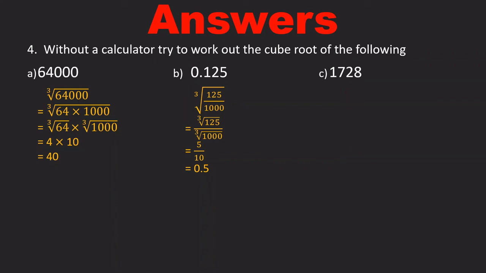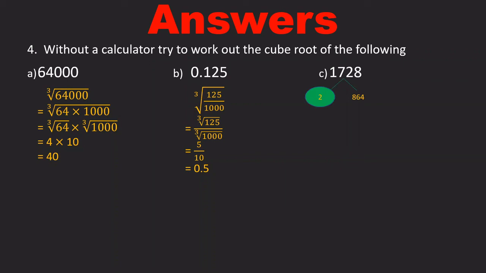1,728 is quite a large number to be cube rooting, and I don't recognize it easily to be the product of two cube numbers, like in question A. So I recommend that you break this down into prime factors. If you haven't tried it yet, hit pause and try making a factor tree to see what the prime factors of 1,728 are.